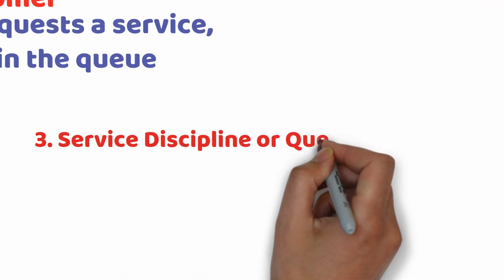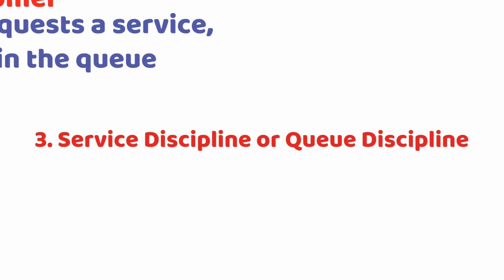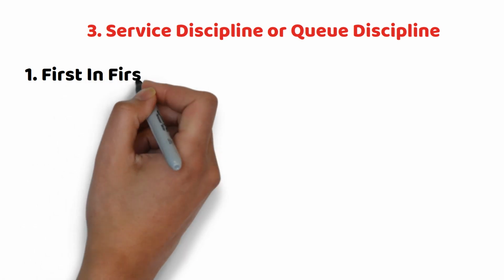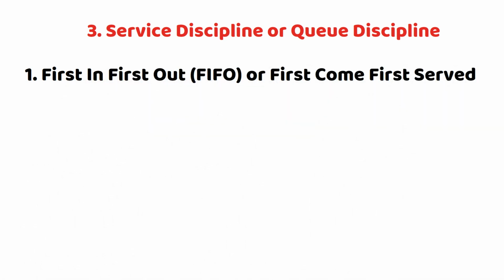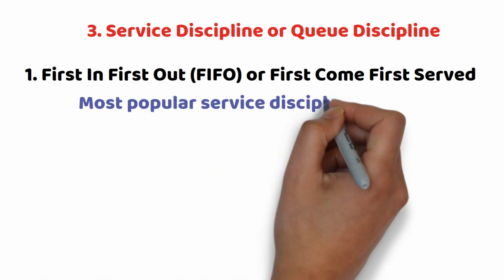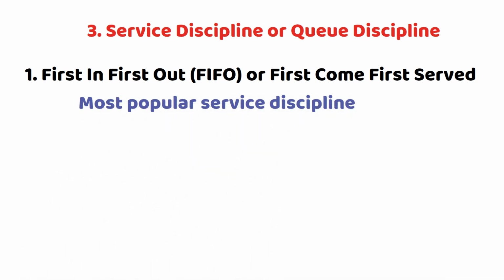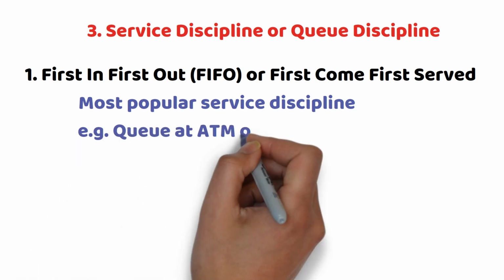Number 3, service discipline or queue discipline. This gives the rule by which customers to be served are selected. The service discipline may be of different types. Number 1, first in first out or FIFO or first come first served. This is the most popular service discipline. It maintains fairness among customers. For example, a queue at an ATM or at a grocery shop.